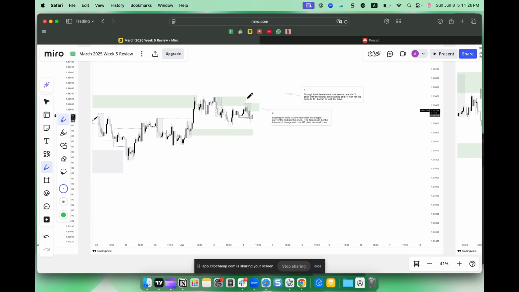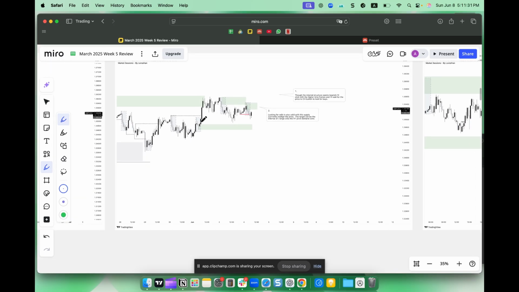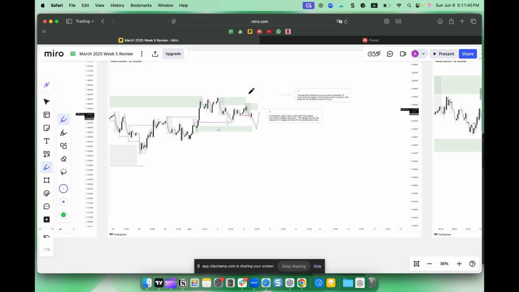So yeah, price did mitigate this demand zone, but price might want to mitigate this extreme demand before pushing up. So that was the initial idea when coming into this session.